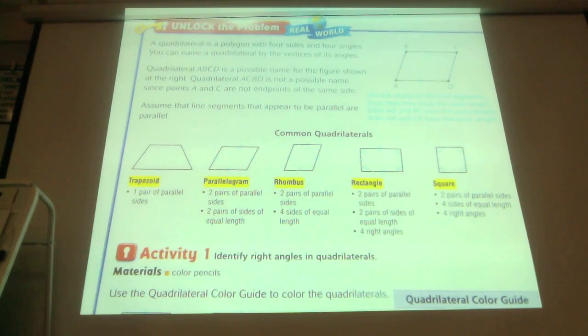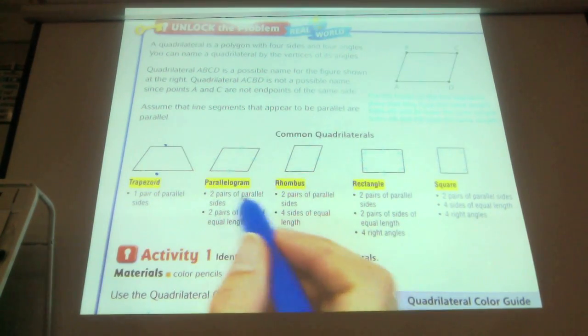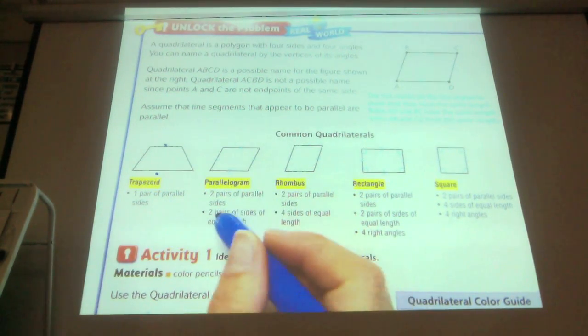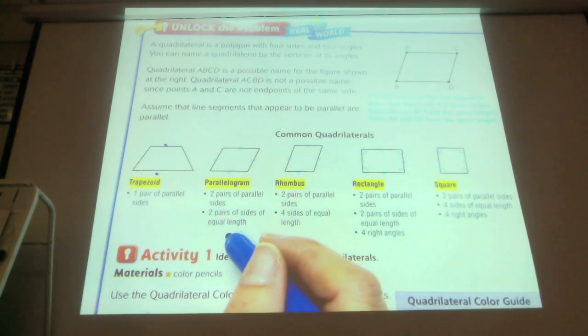What if it has two pairs of parallel sides? Would it be a trapezoid? No, because it doesn't fall in the definition. The definition does not say at least one pair of parallel lines. It says one pair. And there's your pair right here and here. They're parallel. Okay. A parallelogram is what you get when you have two pairs of parallel sides and two pairs of sides of equal length.